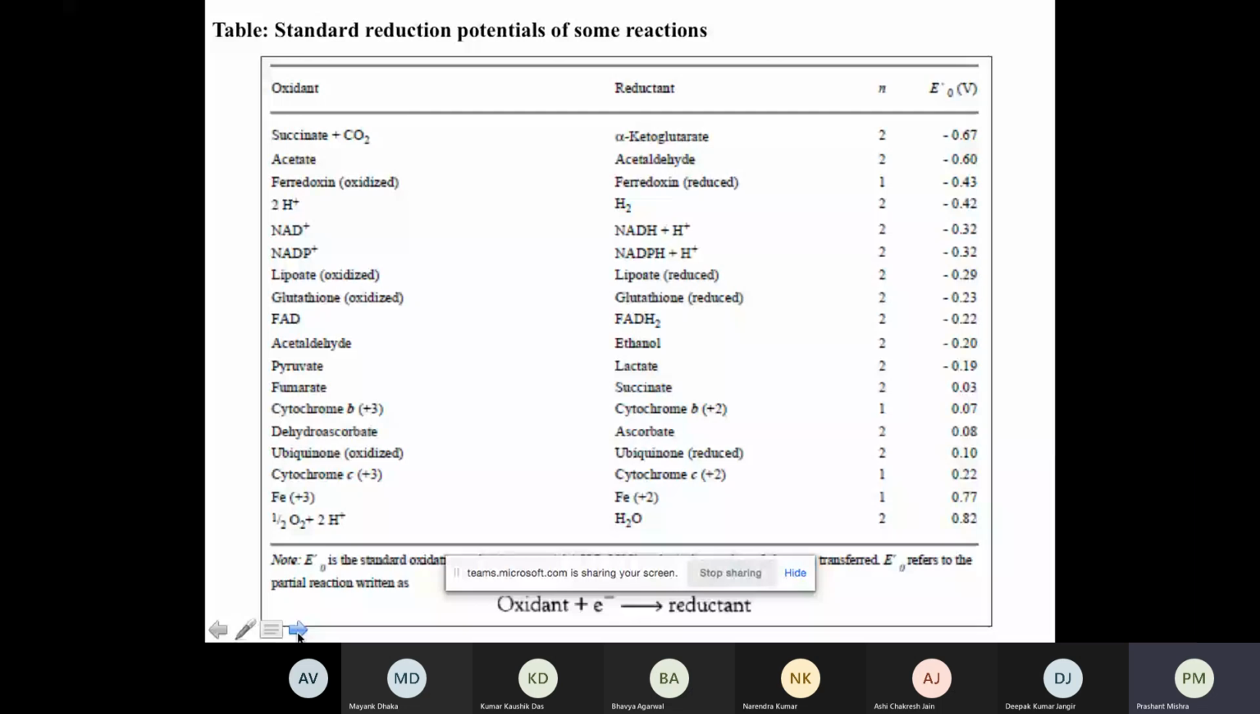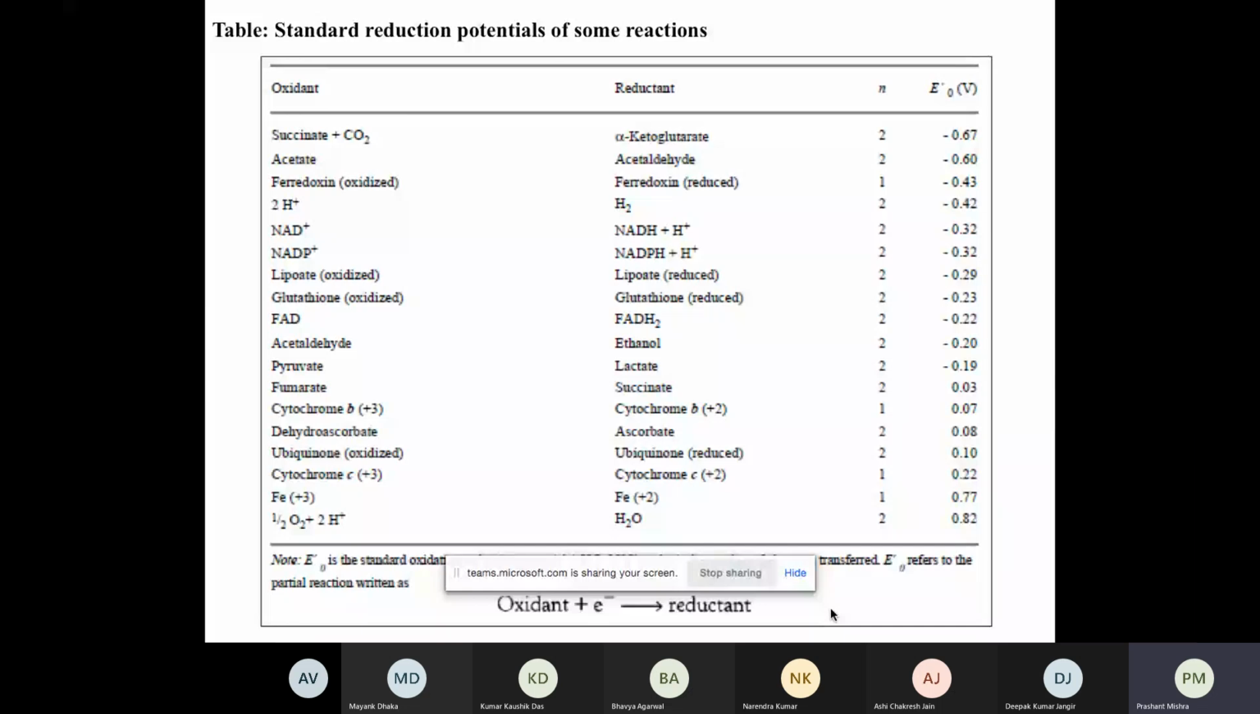So when I'm talking about NAD+ to NADH, you have the oxidant on the left hand side, and on the right hand side you have the reductant. For each one, you have the number of electrons being transferred and the redox potential. What you see here is that NAD+ and NADH have a redox potential of minus 0.32, whereas molecular oxygen has a positive one. That means the electron can flow from NADH to molecular oxygen.